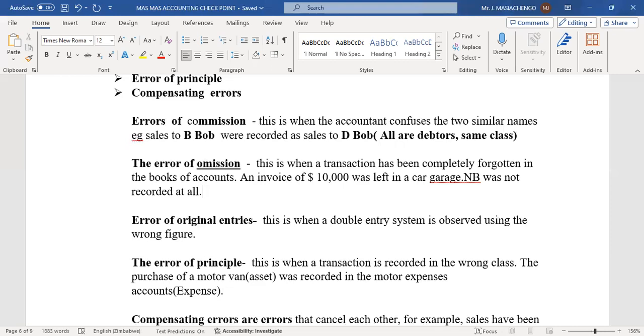Simple. Is it making sense? So it means this transaction was not recorded at all. So let's move on. Error of omission, we are done. Commission, we are done.